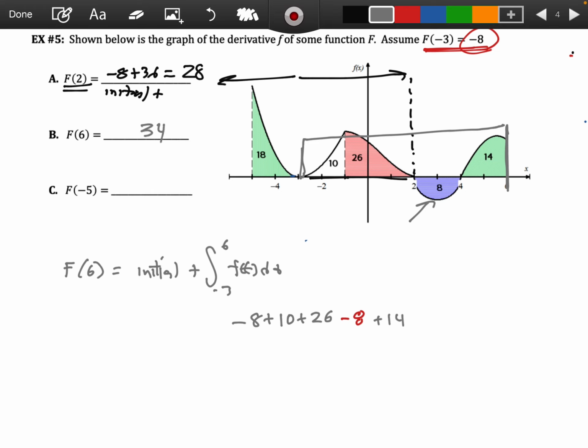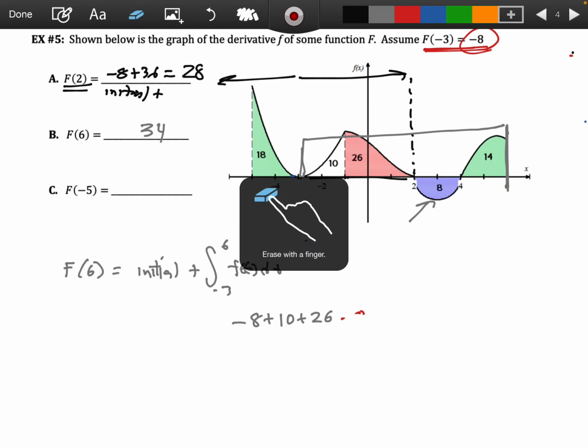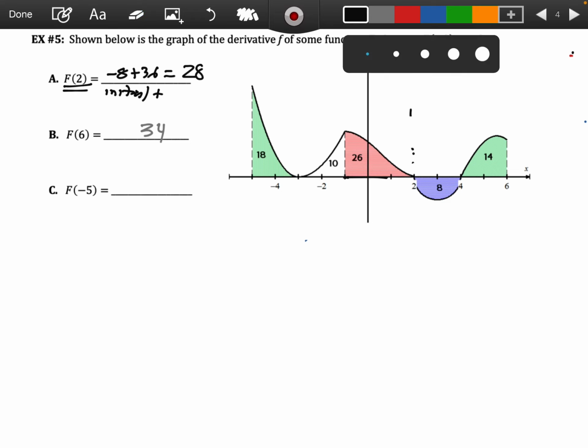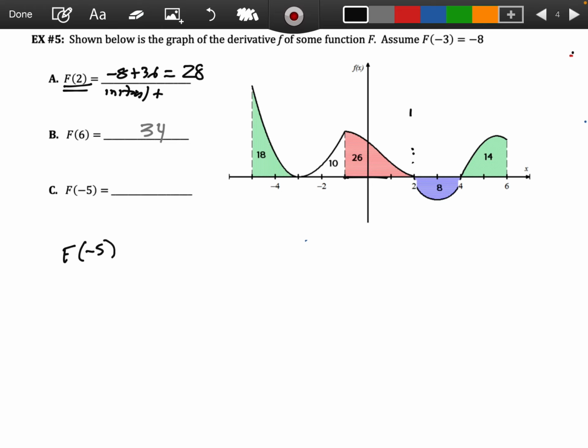34. Now the next one's a little bit weird, just because again they're asking this whole going back to the negative thing. Let me clean this up a little bit. They're asking you to find capital F of -5. Where's -5? Well, capital F of -5 is right here. Now, we don't have any graph. We don't know what happens on this side.